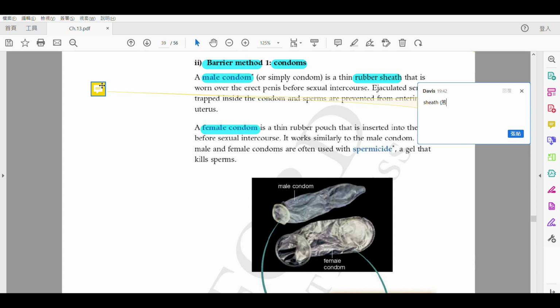OK let's see if I can type it. Wait a second.